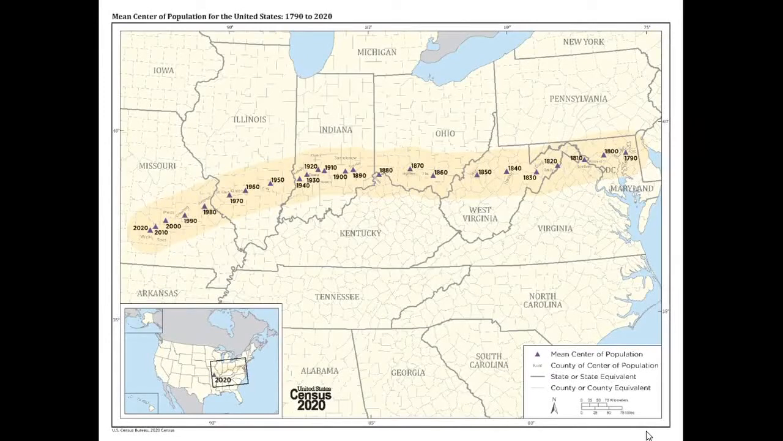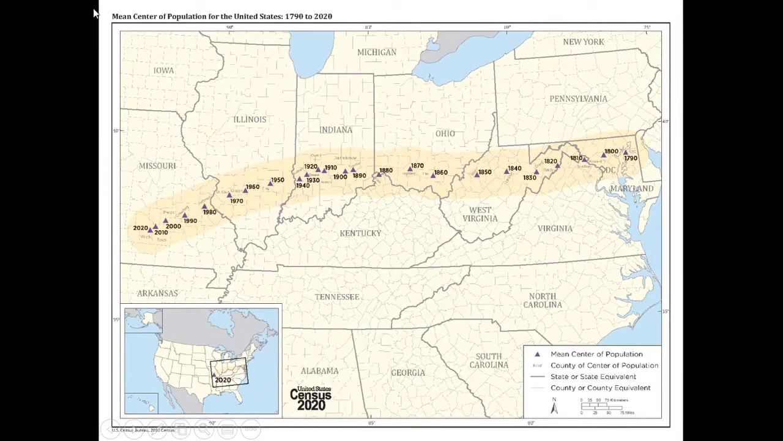This here is an example, a very simple one, of what we call a flow map. What this is doing is showing the mean center of the United States population over time. And so we have each decade the mean center being shown as a triangle. Now I could say this is a flow map because if I go ahead and put lines connecting each of these, it would show the flow of the population.